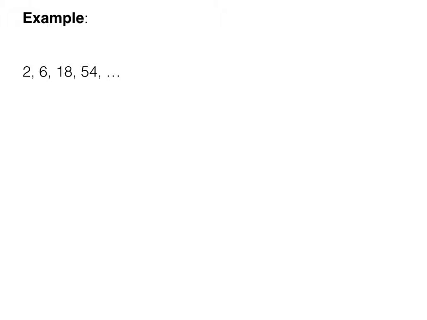So 2, 6, 18, 54, etc. Of course, first we ask, is this sequence geometric? To do that, we look for the pattern between the numbers. And we notice to get from 2 to 6, well, you could do plus 4, but then the next one would be plus 12. So that's not necessarily helping us.